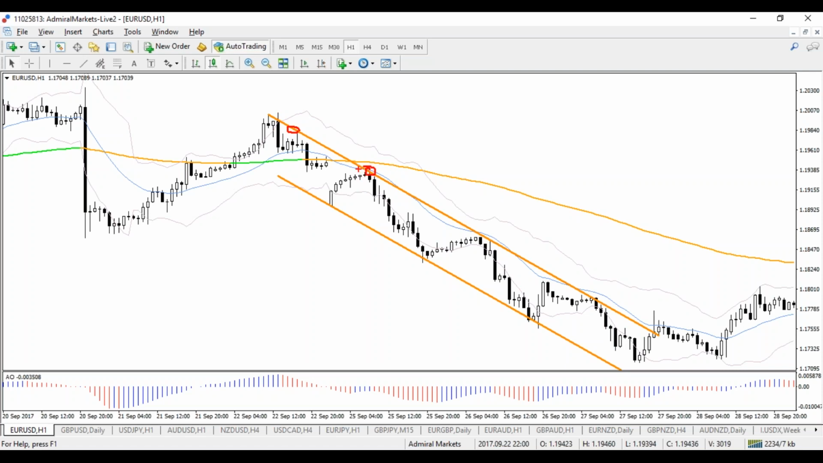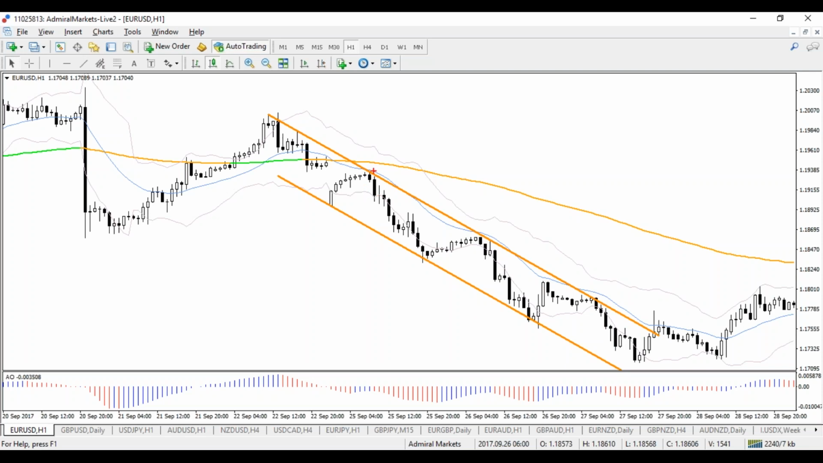When drawing channels, I don't mind drawing through wicks. Not even sometimes it's okay to cut through certain candles. Wicks are not an issue. You can cut through wicks. It really doesn't matter that much. You can draw the trend channel you think has the best structure.